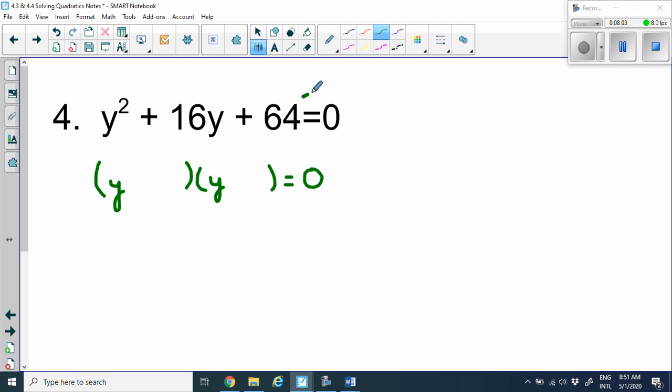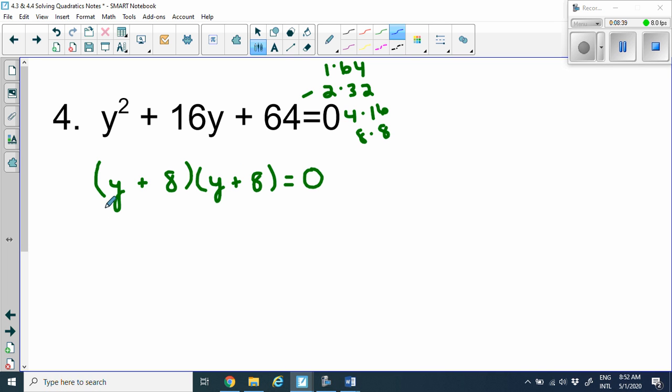Now let's think of all the numbers that multiply to 64. I have 1 and 64. We'll have 2 and 32. 3 doesn't work, 4 does, so 4 times 16. No 5, no 6, 7, then we have 8 and 8. Well, the pairing that adds up to a positive 16 is going to be 8 and 8. And then since it's a positive 16, both of these are going to be positive.